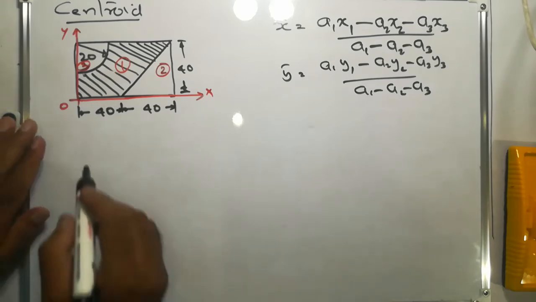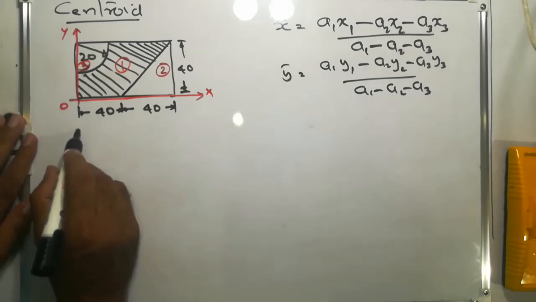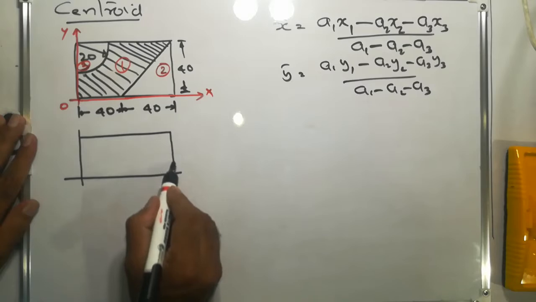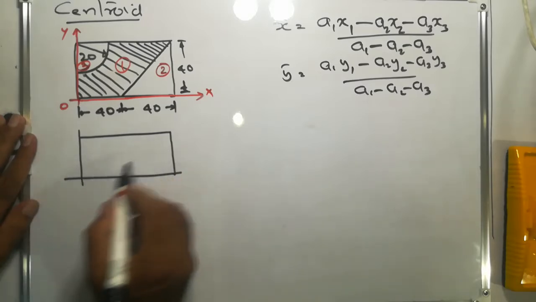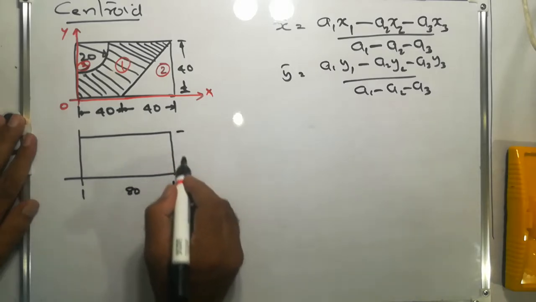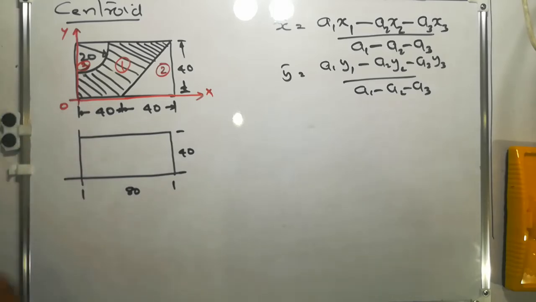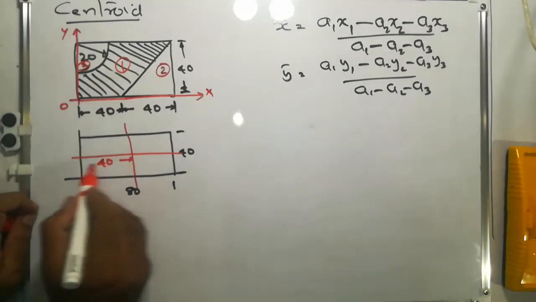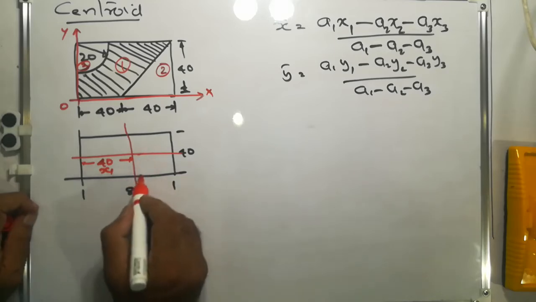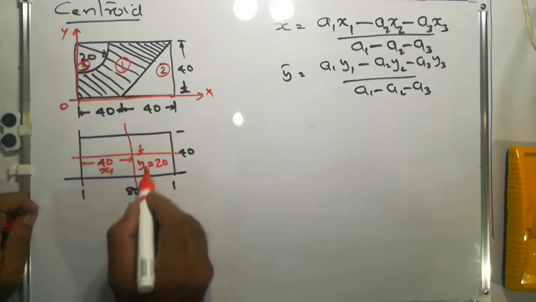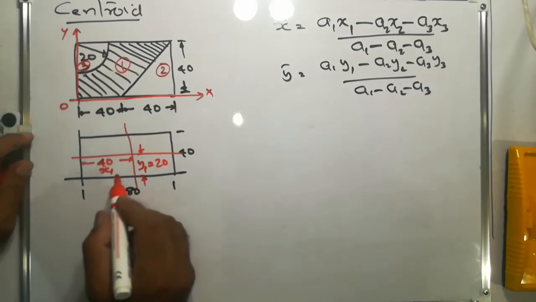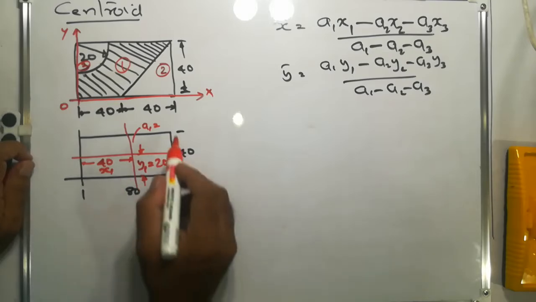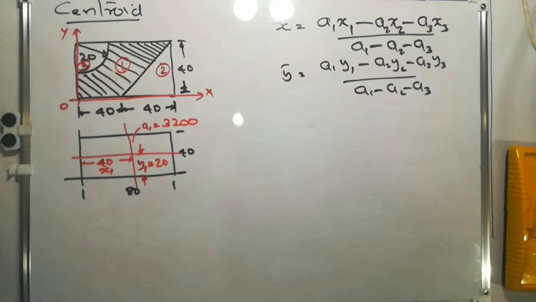Now let us see how to find the corresponding distances. First, the first area, the rectangle: it is 80, this is 40, and this will be its centroidal axis. So x1 is 40 and y1 is equal to 20. And the area is 80 into 40, that is 3200 mm square.